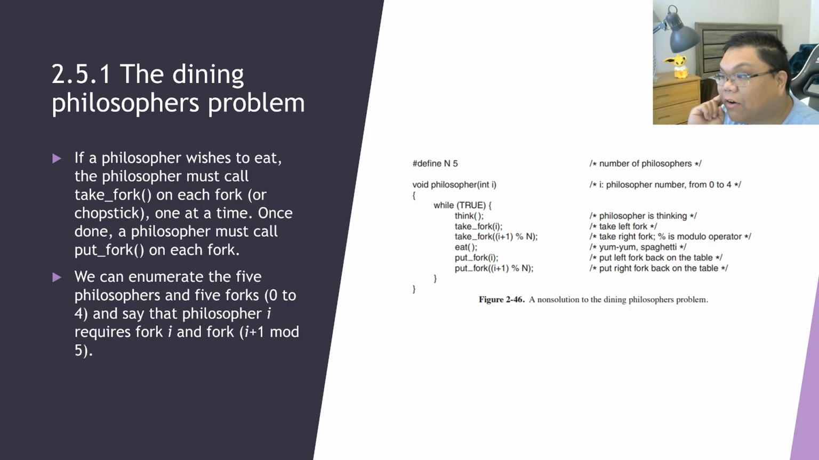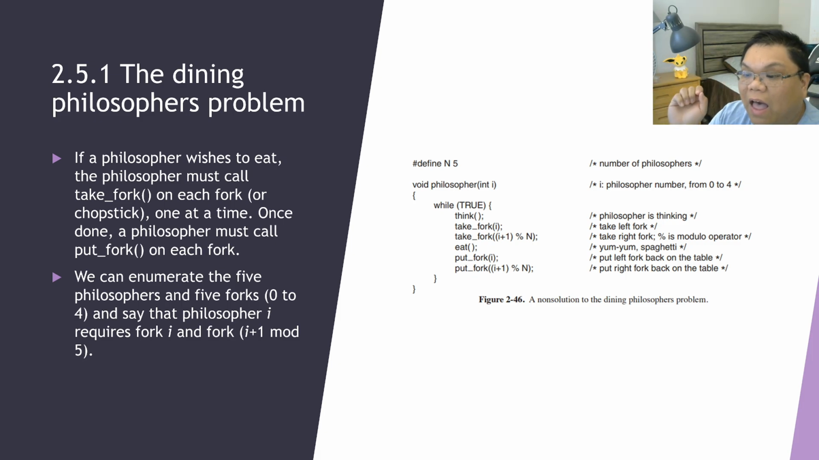So we might have code that looks like this. If a philosopher wishes to eat, the philosopher must call take fork on each fork or chopstick, one at a time. Once a philosopher is done, that philosopher must call put fork on each fork. So we can enumerate the 5 philosophers from 0 to 4. So we have philosophers 0, 1, 2, 3, 4. And then we can enumerate the forks. So we have forks 0, 1, 2, 3, 4.